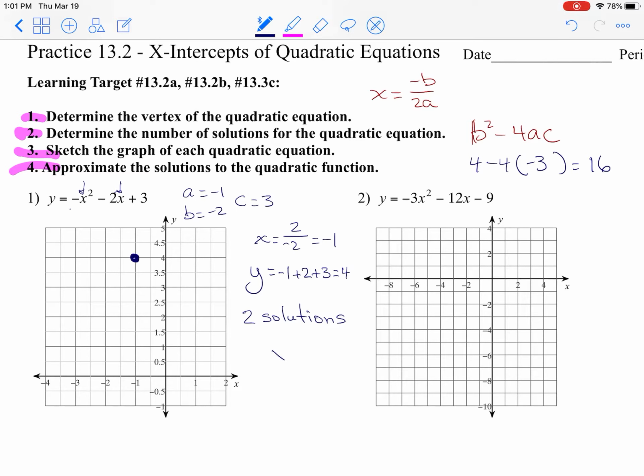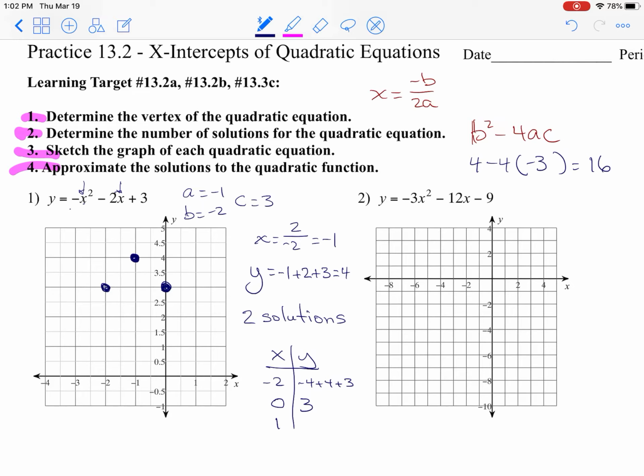And if we sketch a graph, we know what happens at -1. So let's see what happens at -2 and 0 and 1, maybe. Right, so -2 would be -4 plus 4 plus 3. So at -2, we're going to be at 3, about right there. At 0, we're also going to be at 3, so about right there.